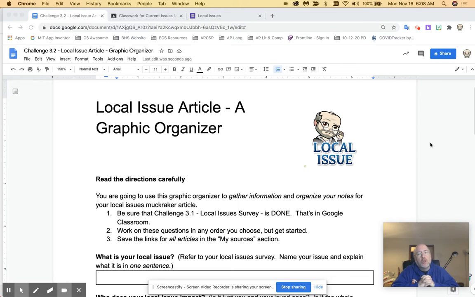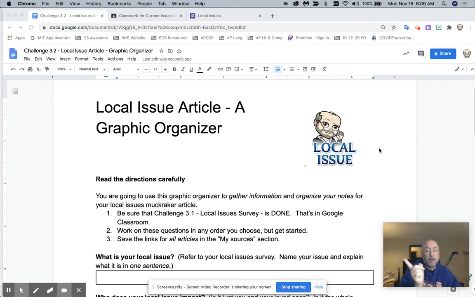We are going to do our local issues article. If you remember, at the end of last assignment, I said do the survey on what local issues are important to you. Now I'm going to read the directions with you on how to do this, so you don't have to come to me and say, well, I don't know what to do. I gave you the directions in writing right here.